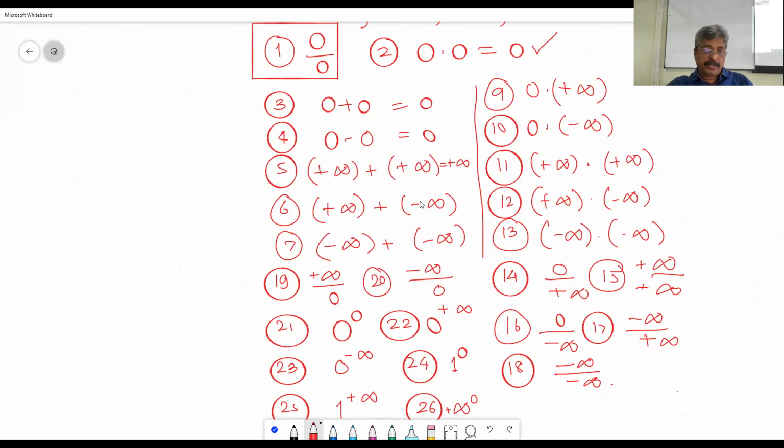What do you think? Plus infinity minus infinity. Indeterminate form. Indeterminate. We just cannot say anything about it. Therefore, it has to be considered as integer. Minus infinity, minus infinity. Minus infinity. Plus infinity upon 0. Indeterminate. Is it indeterminate?